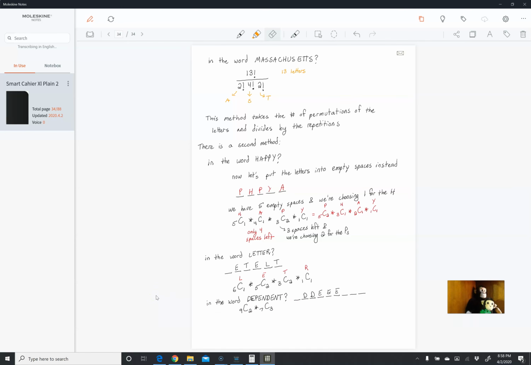Then we have the D, the E. We're choosing 1 space for the P. So there are 4 spaces left now. We're choosing 1 of them for the P. So let's say we put the P here. Now there are 3 spaces left, and we're choosing 2 of them for the N's. Well, now there's only 1 space left, and we're choosing it for the T.